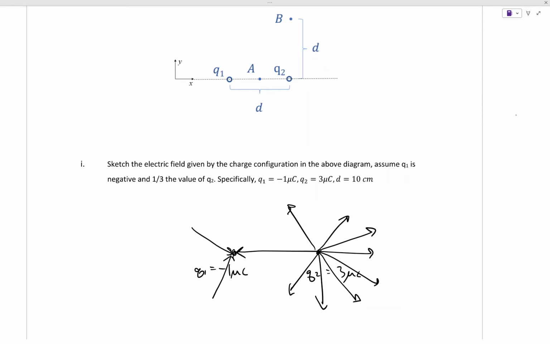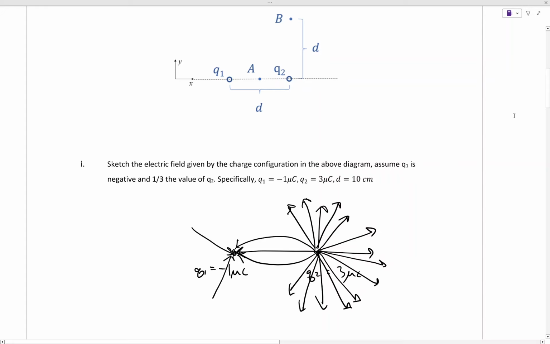And we could flesh this out. This configuration is basically a dipole where the 2 charges are not the same size. So it's going to look roughly like this. Again, these electric field diagrams are not particularly quantitative, but it gives us an idea of what the configuration looks like. So something like that.